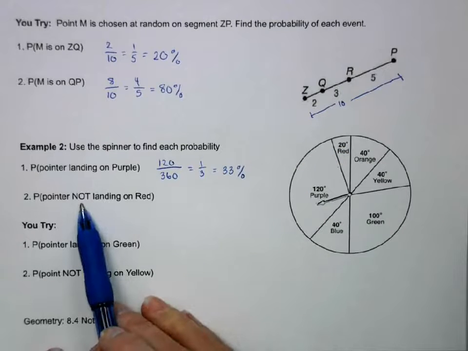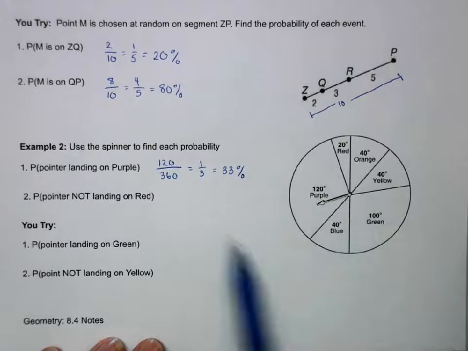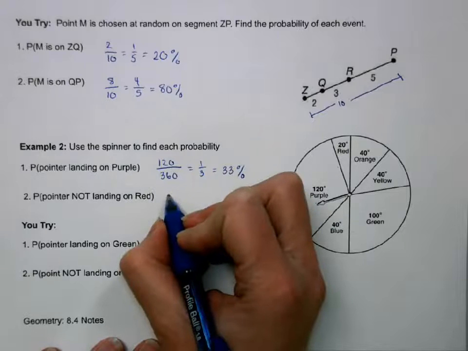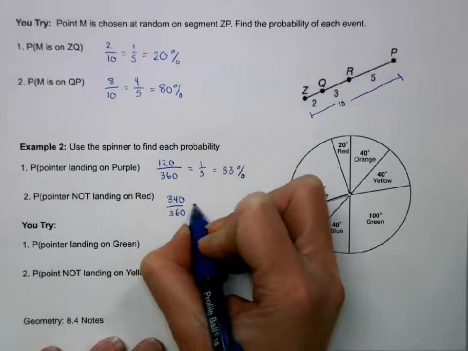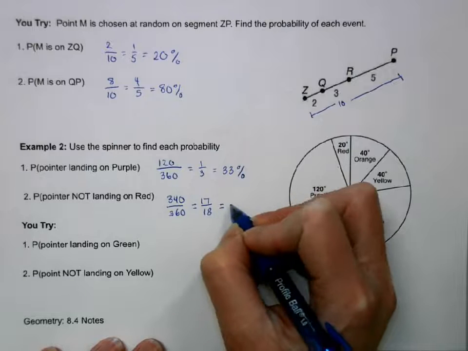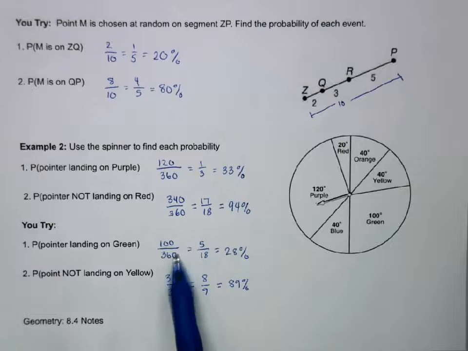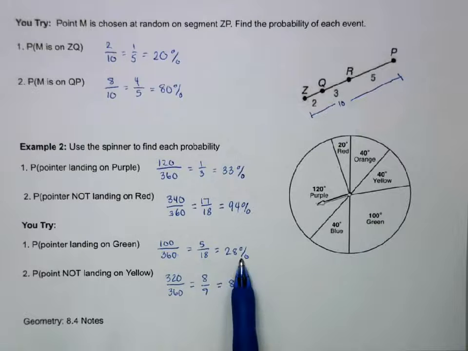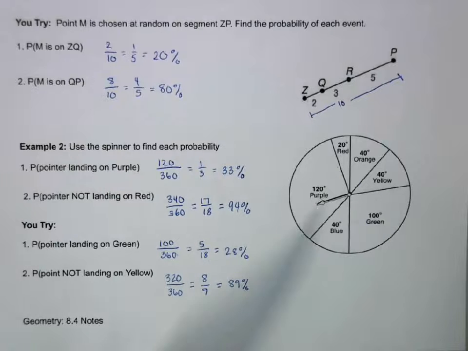Okay, pointer not landing on red. If red takes up 20 degrees of this circle, all the rest of this is going to be 360 minus 20, so 340 out of 360, which as a reduced fraction is 17/18, which is 94%. All right, you try the next two. Okay, so hopefully you got 100 out of 360 for our green, which is 5/18 or 28%. Not landing on yellow. If yellow is 40, that leaves 320 for the rest of the circle, which is 8/9 or 89%.